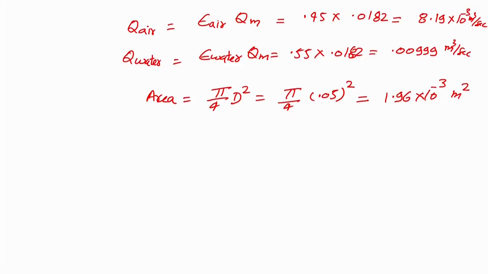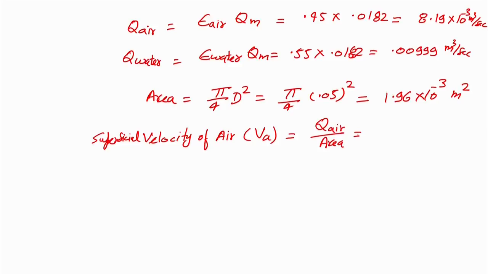So, if you do that, what can you calculate? You can calculate the velocity of the air, or I will say superficial velocity, because we are assuming only air is flowing inside. So, I will say V A will be equal to Q of air divided by area, and that will be coming as 8.19 into 10 to the power minus 3 divided by 1.96 into 10 to the power minus 3. You will get the value as 4.178 meter per second. So, that you will get the V of A.